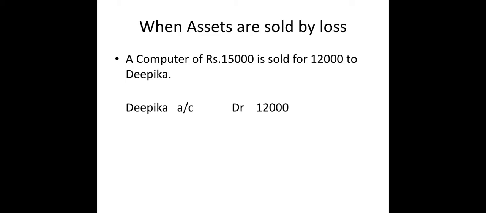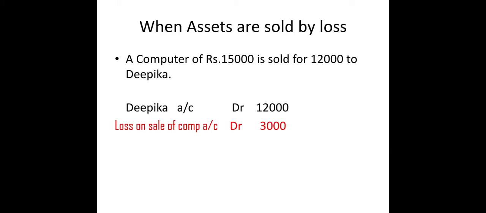કમ્પ્યુટર 15,000નું છે, પણ આપણે એને 12માં વેચવાનું નક્કી કર્યું છે. So we have to charge 12,000 from Deepika. એટલે દીપિકાની અકાઉન્ટની સામે 12,000 જ લખશું આપણે. Okay, so Deepika account debit 12,000. Then loss on sale of computer account debit 3,000. Okay, so 12 plus 3, 15.